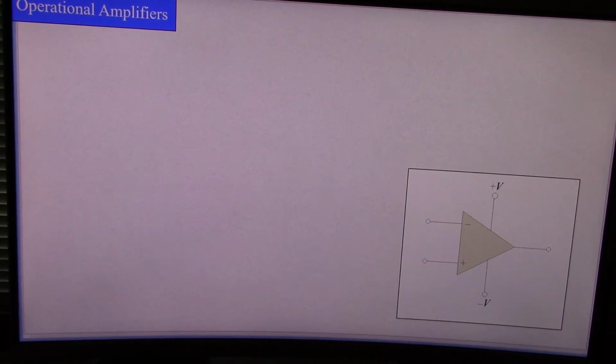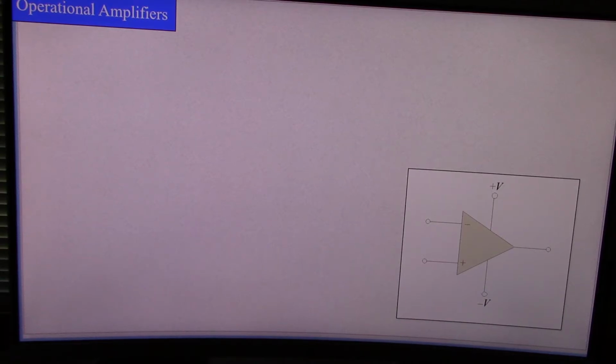Alright, so this is a presentation about operational amplifiers, and you will be happy to know that this is the last presentation. So operational amplifiers is, this is the schematic symbol of it, and we'll talk about what these terminals are and things like that.